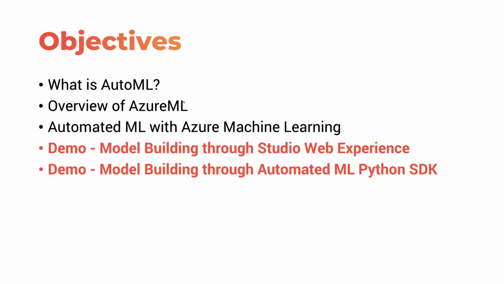And coming to today's session, I'm going to kick off with what is AutoML, and then an overview of Azure ML, specifically with focus on automated ML. And then we'll take a closer look at the process of building AutoML models through the Studio web experience, which is almost like a wizard style tool, which will help you train models without writing a single line of code. And then we'll also take a look at the Python SDK, which will give us programmatic access to the automated ML platform. So let's get started.